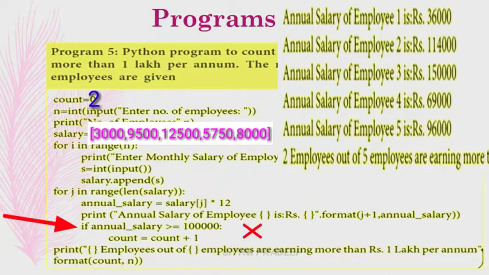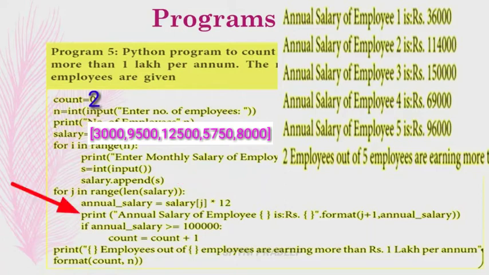No, this condition is false. So you have to skip this count statement. You don't need to execute this statement because this condition is false. Again check the for loop. For j in range length salary. Now j value is 4. Next annual salary is equal to salary j into 12. So 8000 into 12. What is the answer? 96,000. See the next line.